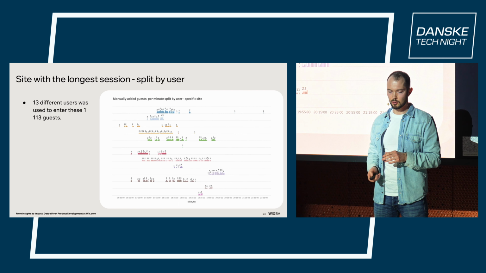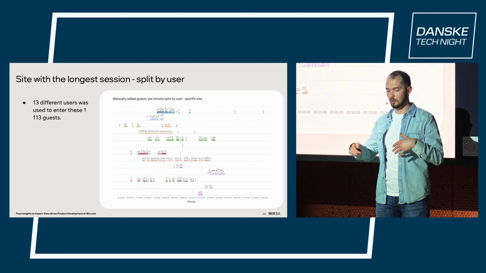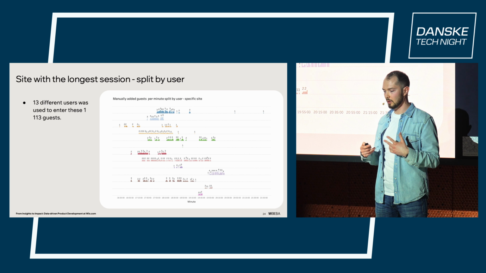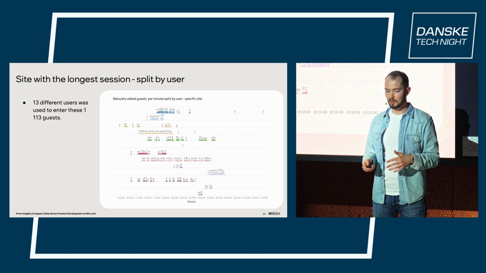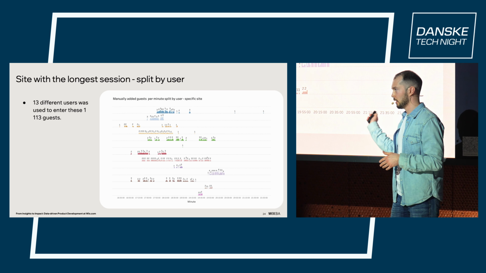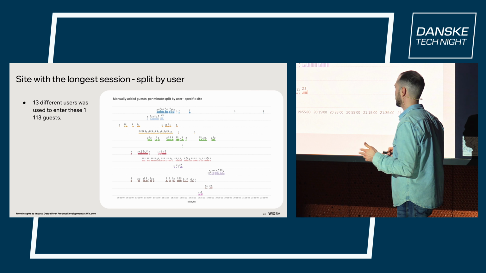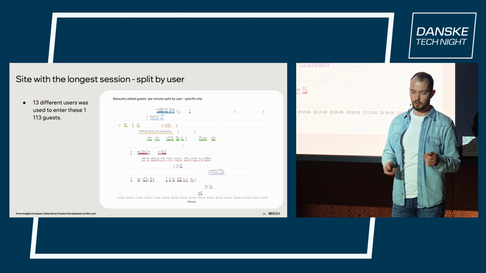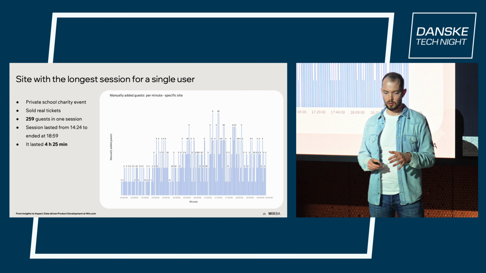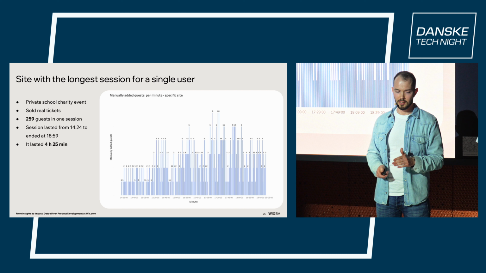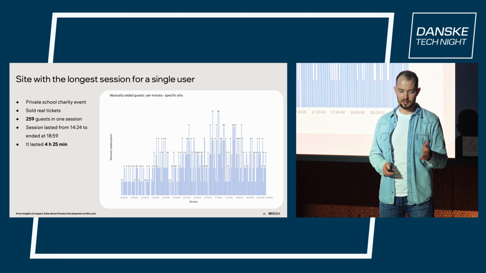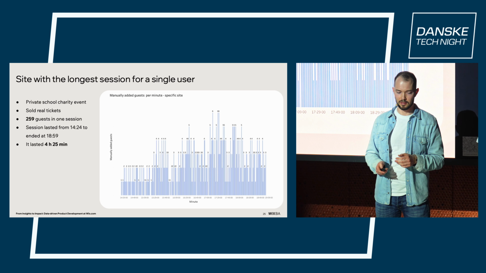So long story short, we dove in deeper and we noticed that this site had 13 staff members entering these guests. Each line is a different staff member, user of this specific site. So then we ran the same per site, per single user. We still got huge examples. So in this case, 260 guests added in one session.